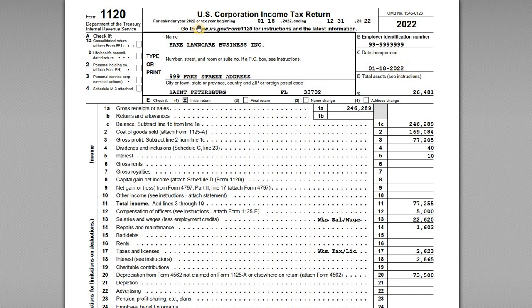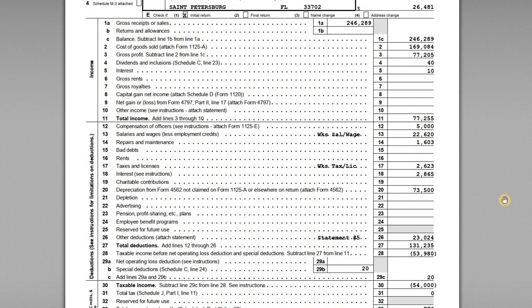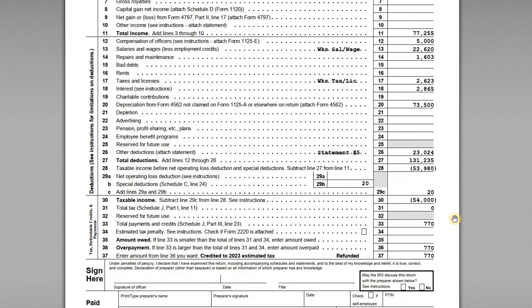Date the company was incorporated, and then up here at the top, we've indicated that because this company was set up on Jan 18th, it didn't exist for a full calendar year. So we've put in January 18th, 2022 through December 31st, 2022. That's the period for the current tax year. So it's referred to as a short period return.